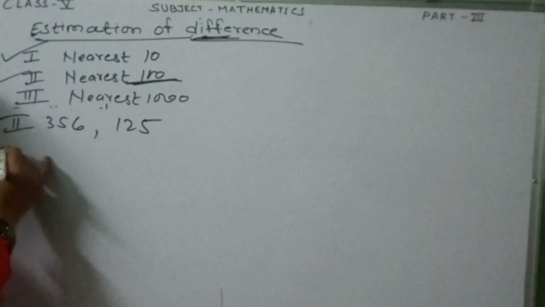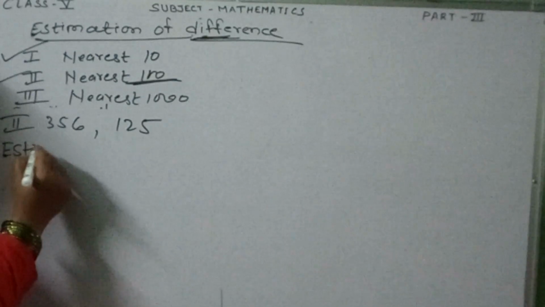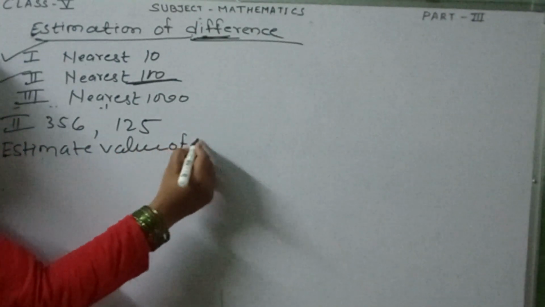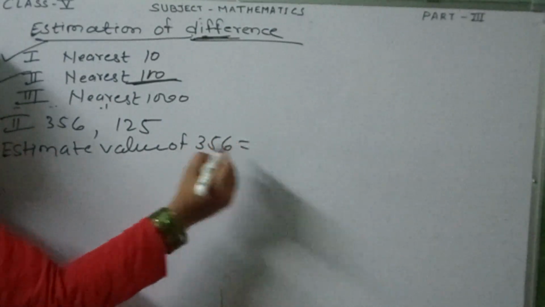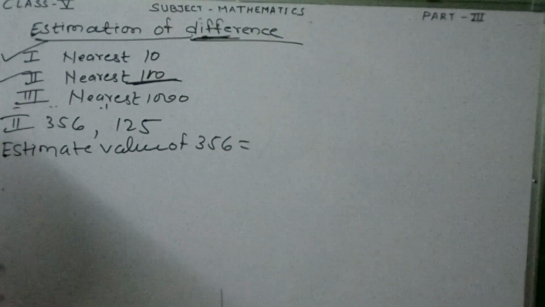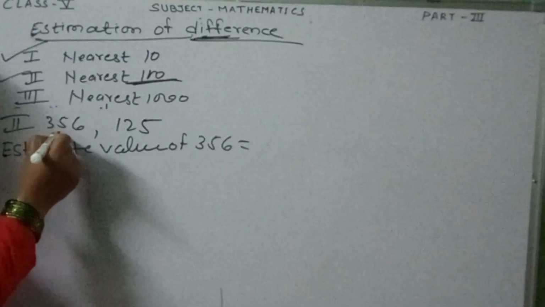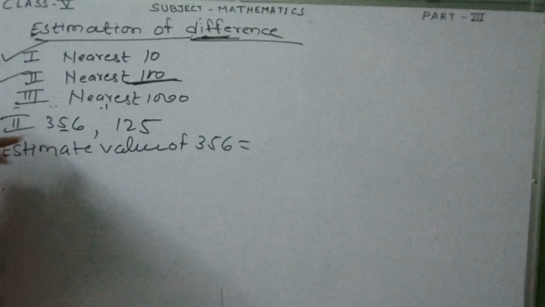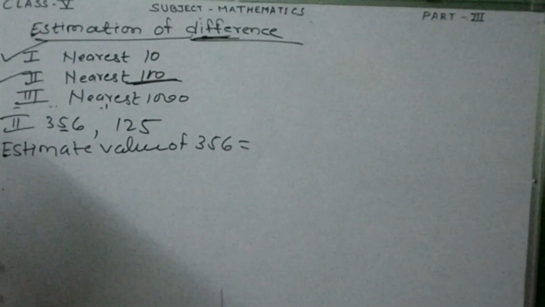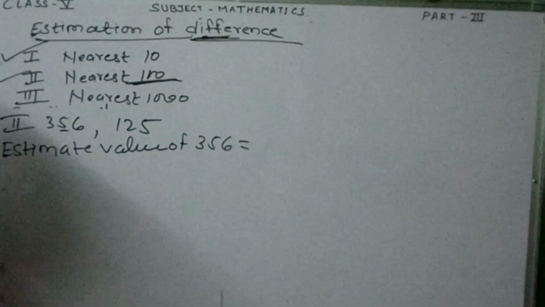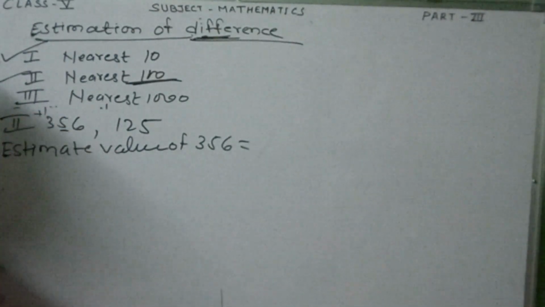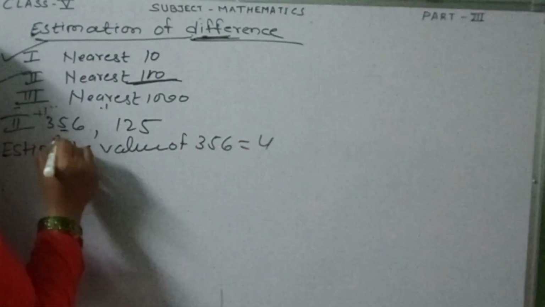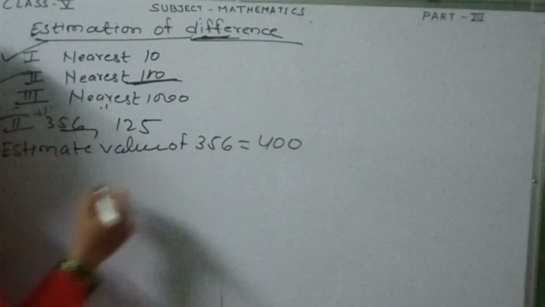So first find the estimate value. Estimate value of the given number 356. Which digit do we have to compare here? In the case of 100, we have to compare the tens digit, which is 5. See here, 5 is equal to 5. In that case, we have to give one more to the next number, so it will be 3 plus 1, 4, and these two digits will be 0.